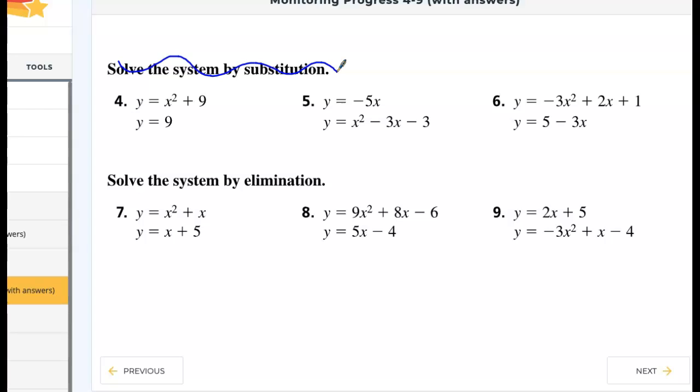The top one, y. I would always say we always want to multiply, because we're going to multiply by negative 1, correct?